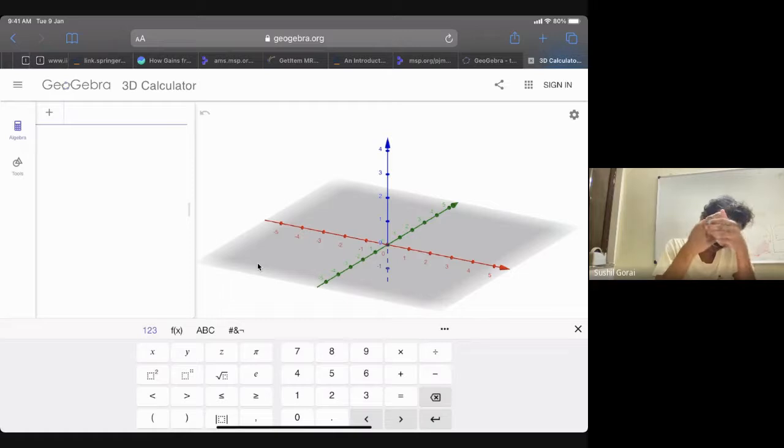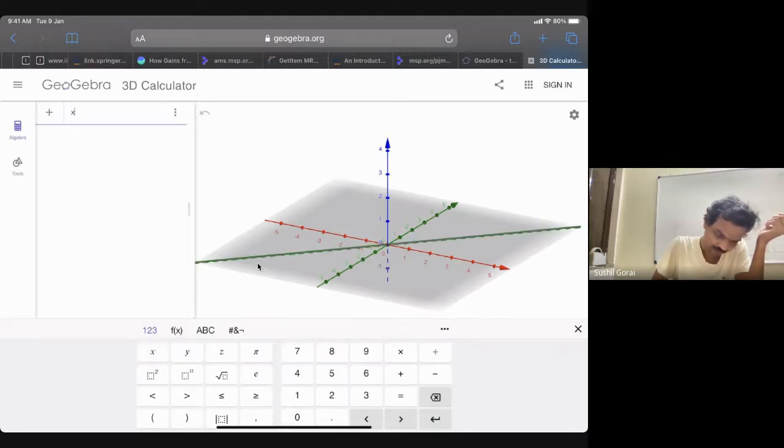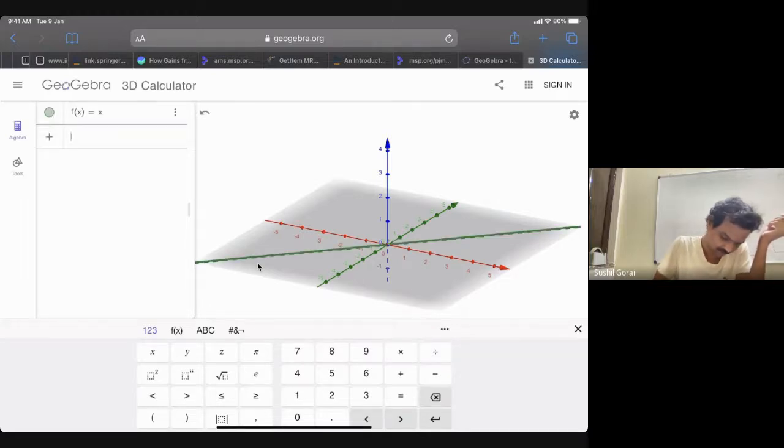But let me try to see. Let us try in a different way as well. So this is x square. So this is x comma y comma z.